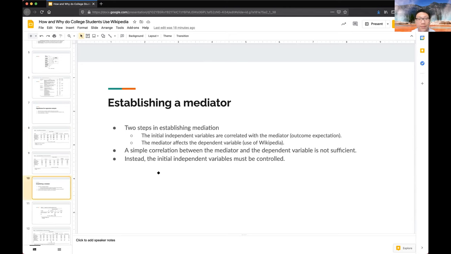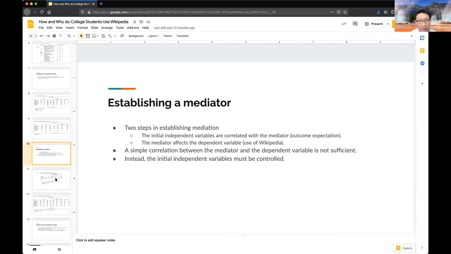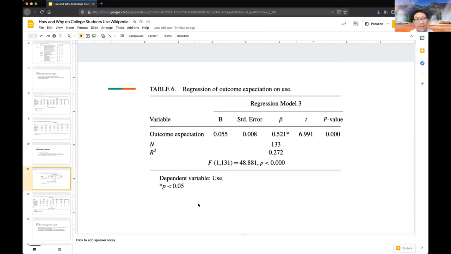And then the second requirement is that the mediator must also affect the dependent variable. So there should be a correlation between the outcome expectation and the actual use frequency of Wikipedia. One thing they note here is that a simple correlation between these two is not sufficient. This is from a previous study. It said that when we look at the second requirement, the correlation between the mediator and the actual dependent variable, the use of Wikipedia, we must also include all of the initial independent variables as control.